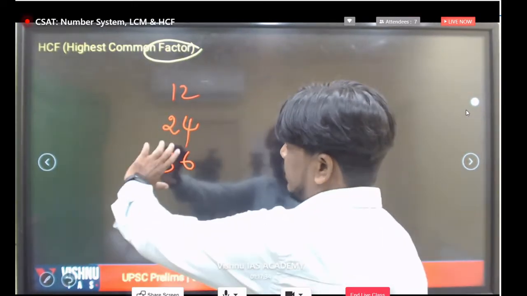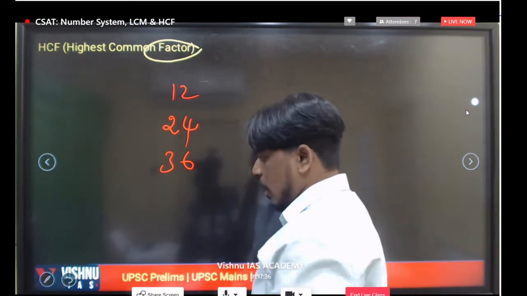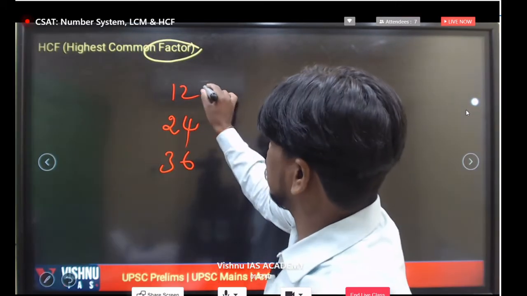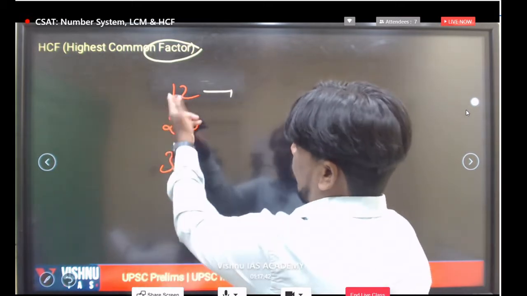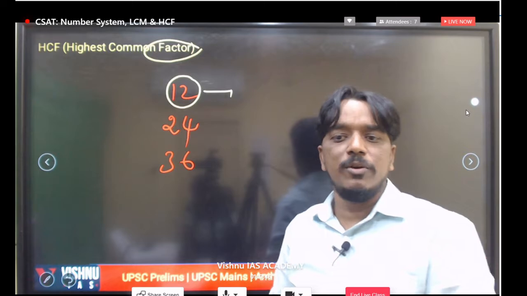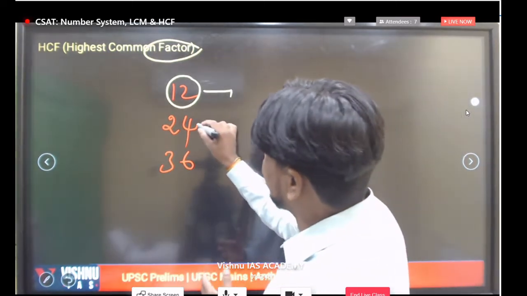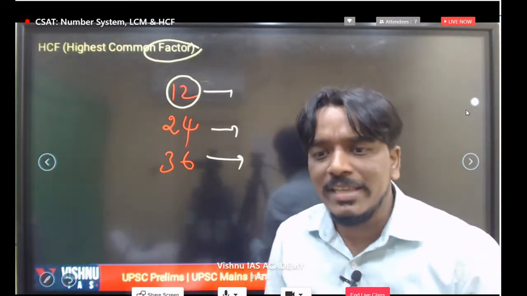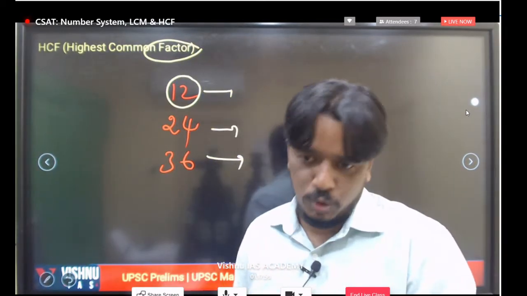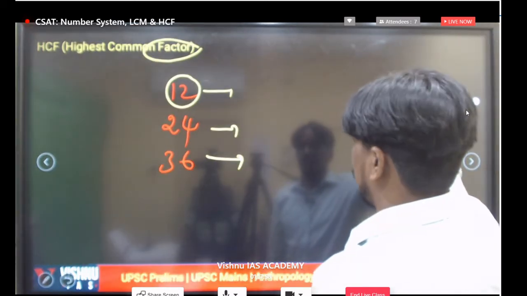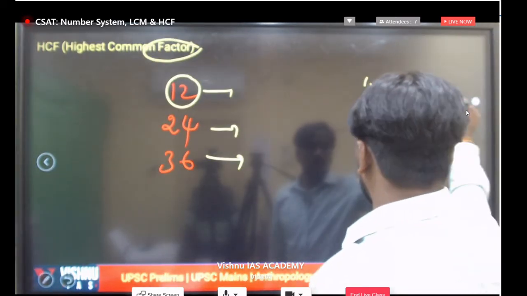For these three numbers, what is the HCF? How do we find it? Tell me the factors of 12. Factors means whatever numbers we get that multiply to make 12, we take as factors. What are the factors of 24? What are the factors of 36? The same HCF you can find by different methods also. Directly you can divide in this way, 12, 24 and 36. Like this also we can do.